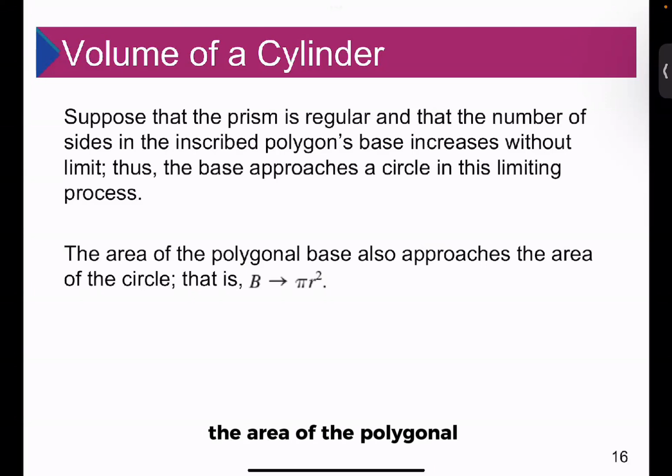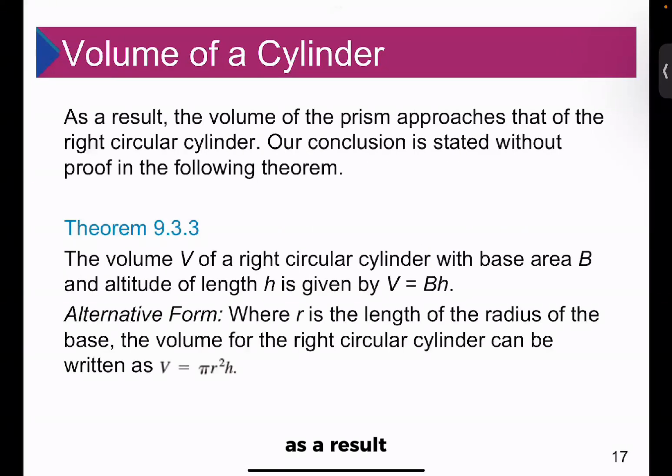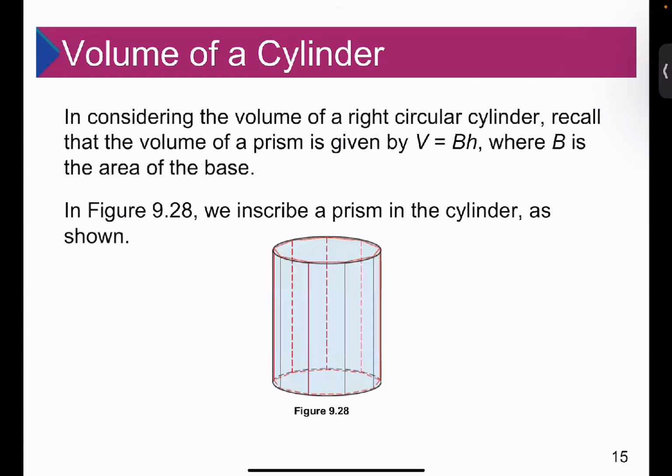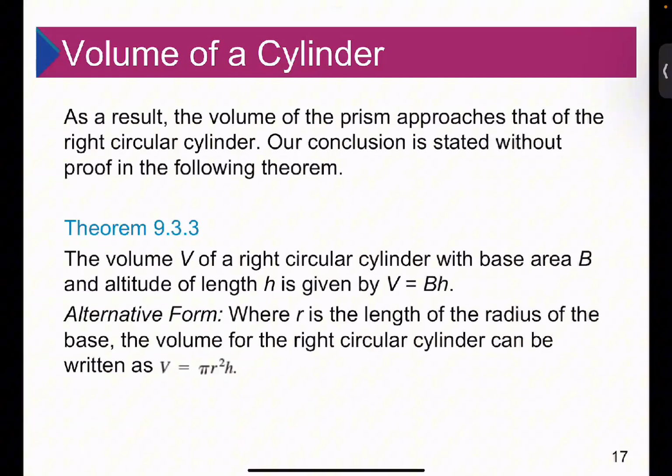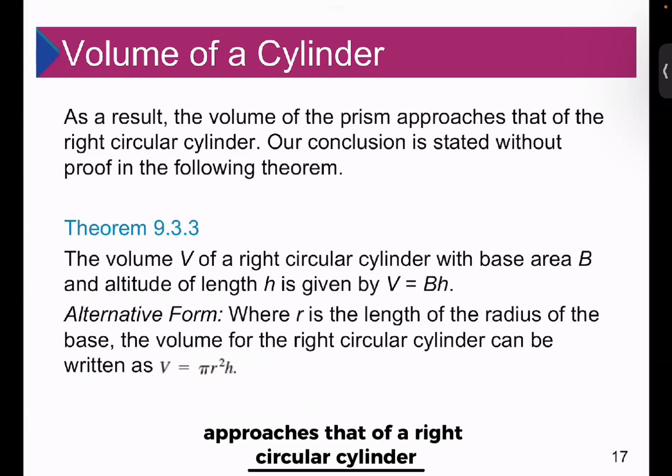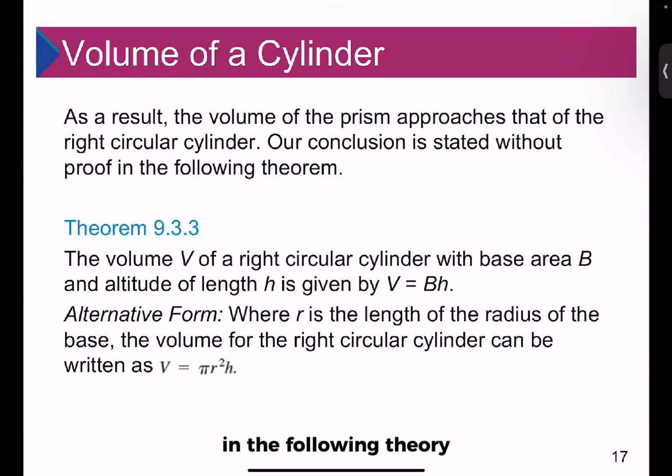The area of the polygonal base also approaches the area of the circle. That is, the base area is approaching a circular area pi r squared. As a result, the volume of the prism approaches that of a right circular cylinder. Our conclusion is stated without proof in the following theorem.